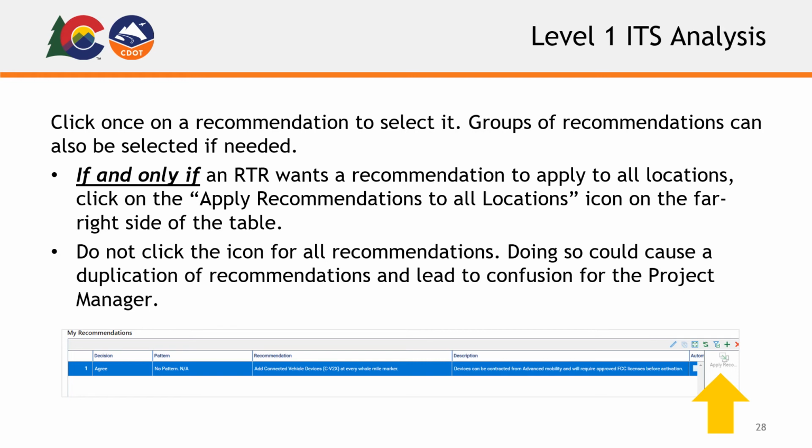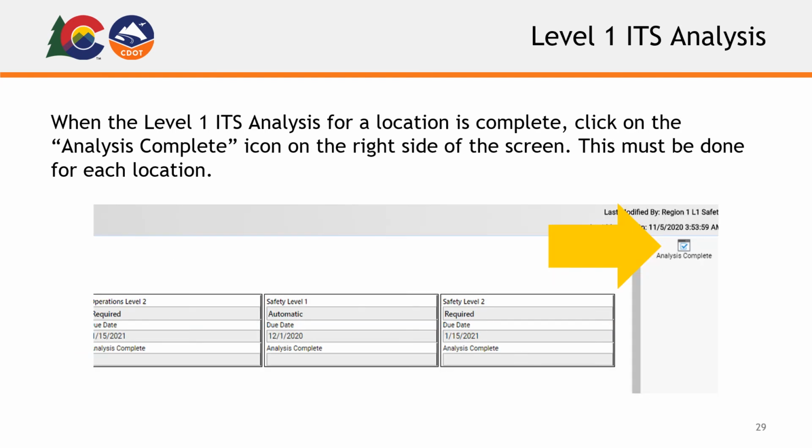If and only if an RTR wants a recommendation to apply to all locations, click on the Apply Recommendations to All Locations icon on the far right side of the table. Do not click the icon for all recommendations. Doing so could cause a duplication of recommendations and lead to confusion for the project manager.